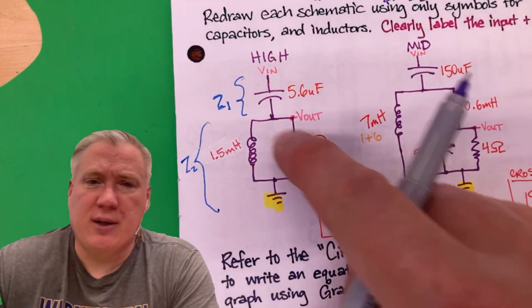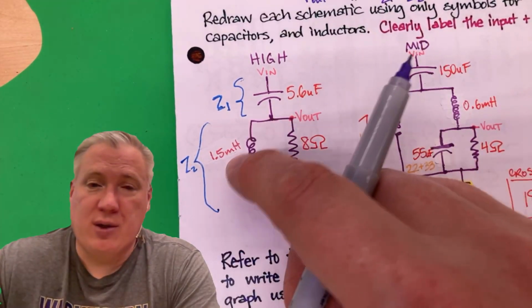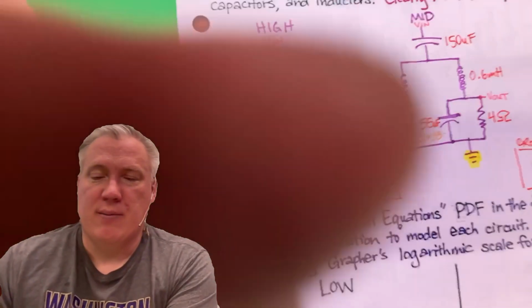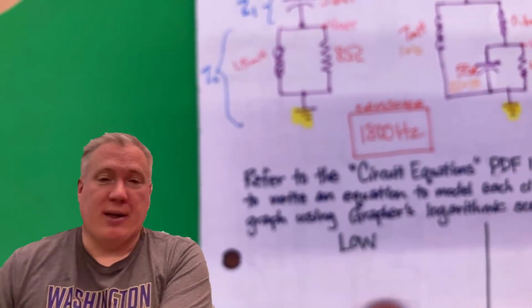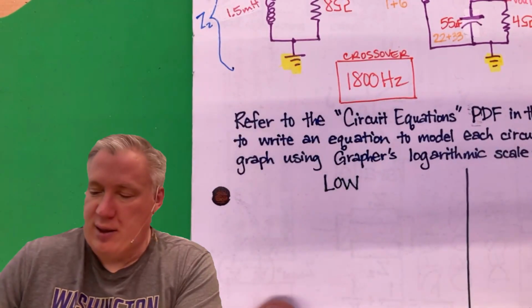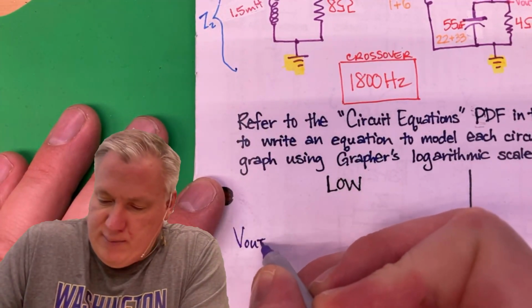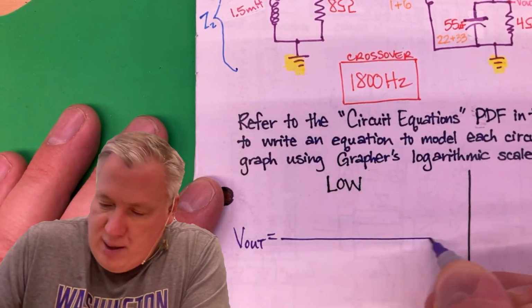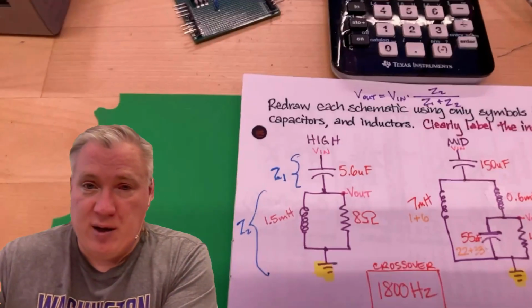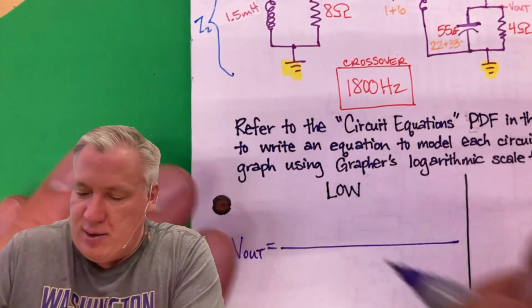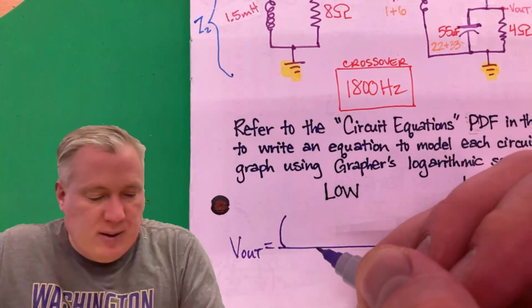So first I look at Z2. That's this bottom part, which is 2 things in parallel. And the way that you do something in parallel, again, this equation is on the back side of this sheet of paper. You can go reference it. So I'm going to start this equation where I go V out equals. And in the voltage divider equation, Z2 is on top. So this is Z2, and it's parallel. So what I need is a parentheses.